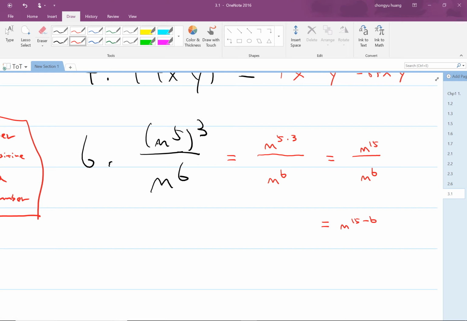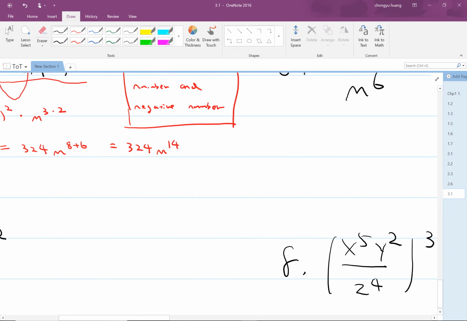All the conditions have been met, because over here both 15 and 6 are positive integers. So we are able to use the property. 15 minus 6 is equal to x to the power 9. So the answer for question 6 is x^9.